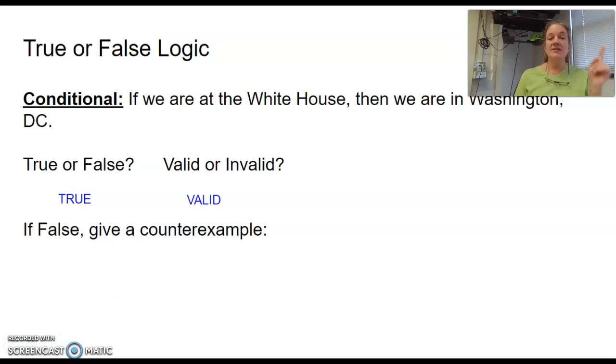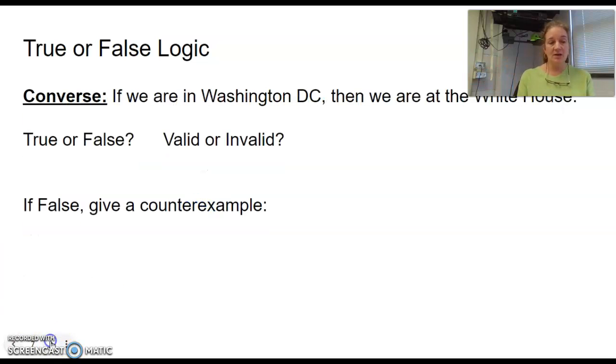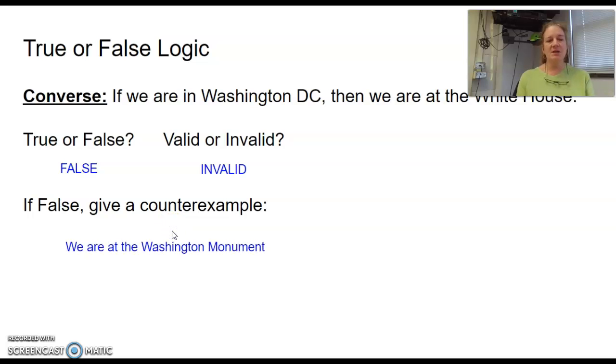Okay? If I had said it the other way, if we are in Washington, then we are at the White House, which is the next example. That's not true. I could be somewhere else in D.C. I could be anywhere in D.C. If it's false, we use the word invalid, and then I can prove it's false because we could be at the Washington Monument, right? We could be at the reflecting pool. We could be at the Metro. We don't have to be at the White House.